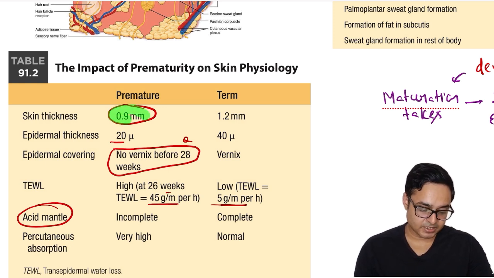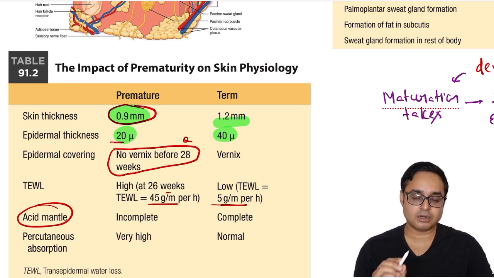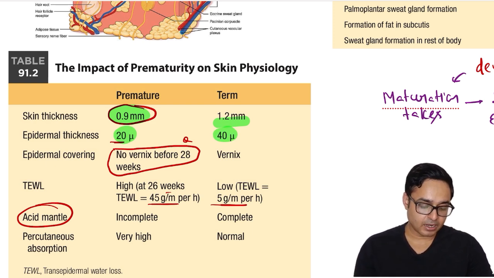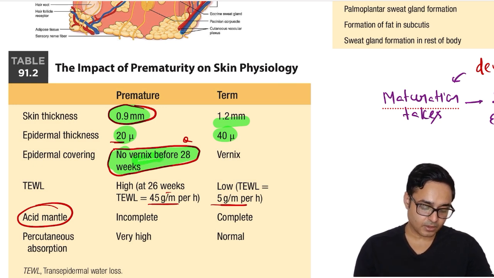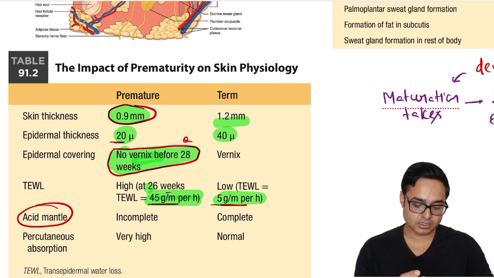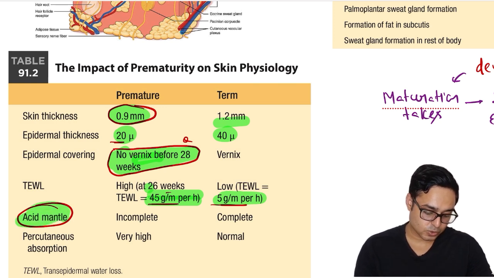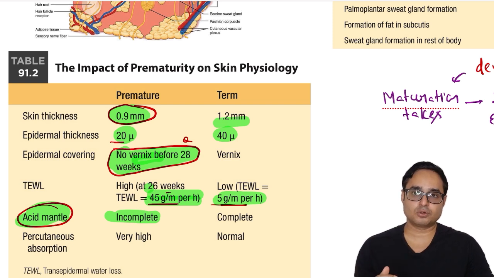Skin thickness is 0.9 millimeter in premature, but in term it is 1.2 millimeter. Epidermal thickness is just half of term, that is 20 micron. For epidermal covering, no vernix caseosa is seen before 28 weeks. It is very important to prevent heat loss. Transepidermal water loss, just see the difference: at 26 weeks of gestation 45 gram per meter squared per hour, and 4 gram per meter squared per hour in term neonate. So much difference, this is very huge. Acid mantle is also incomplete in premature. That's why premature skin is more prone to dehydration and water loss.